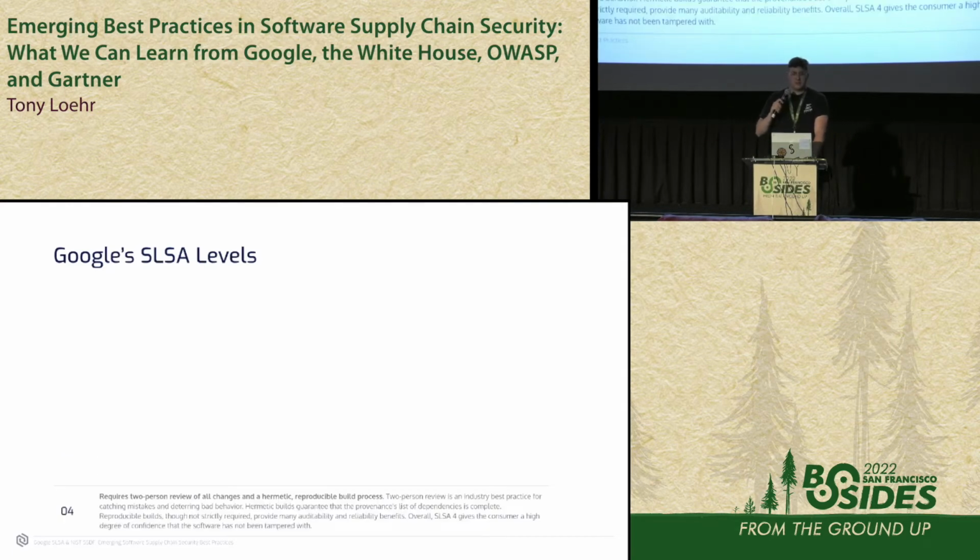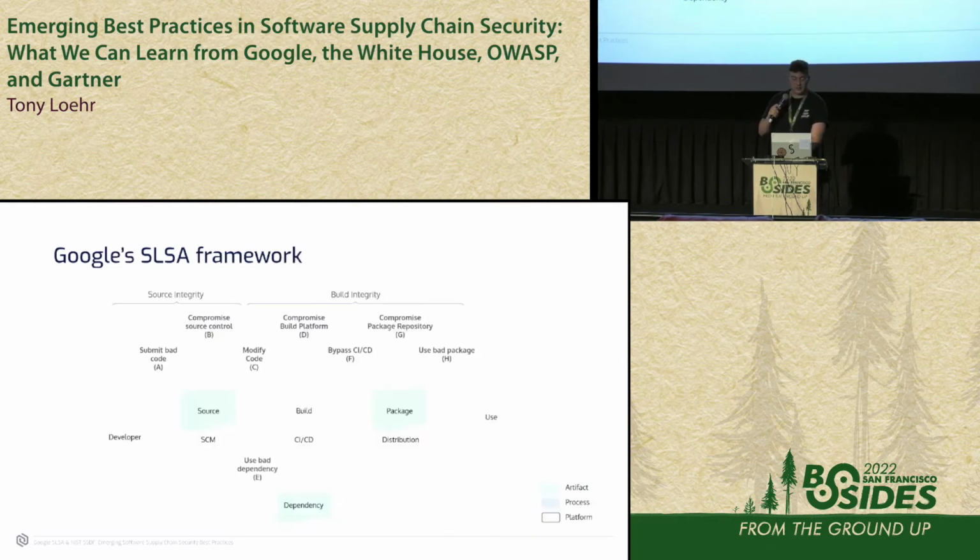And SLSA Level 4 is the highest rigor of cybersecurity, according to the SLSA framework. This requires two-person review of all changes and a hermetic, reproducible build process, which is another way of saying you need to have oversight over all changes that go into your code base, and you need to make sure that your build isn't dependent on humans inputting anything that could possibly result in error later.